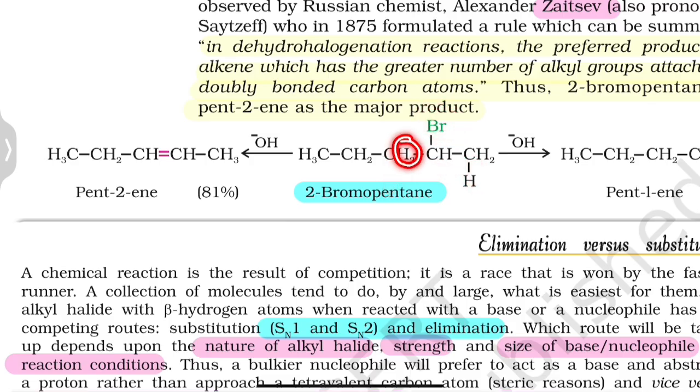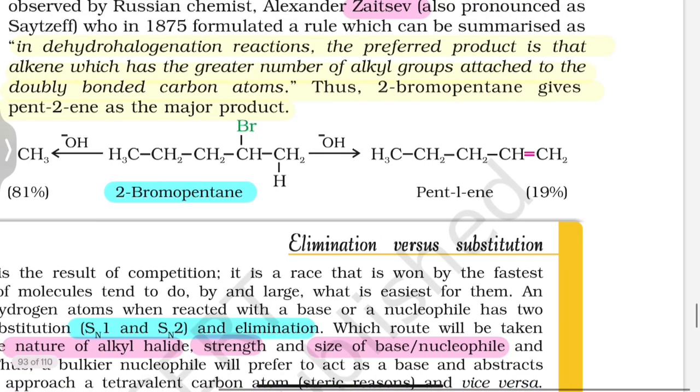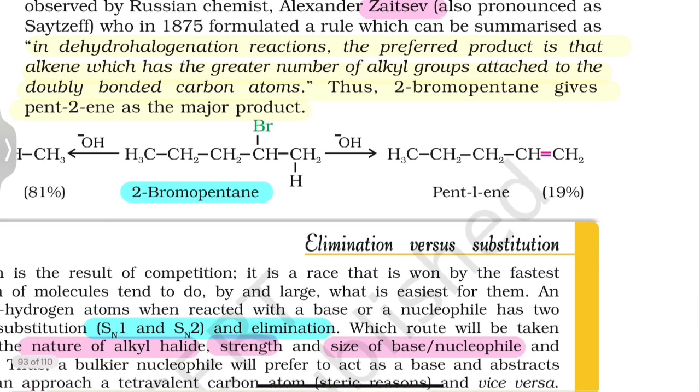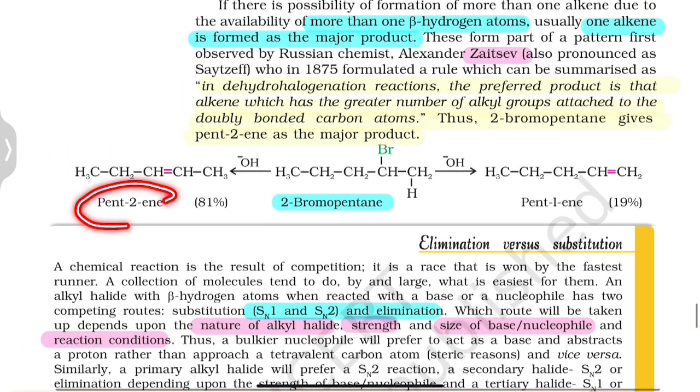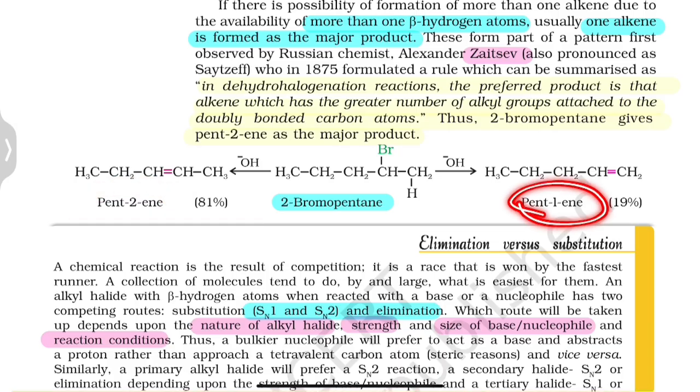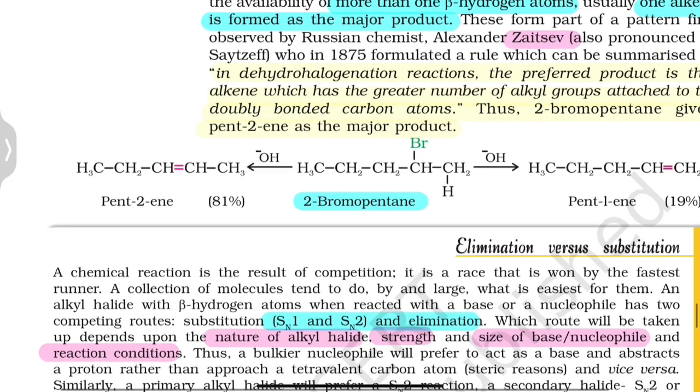So here this hydrogen and this halogen can be removed, and a double bond will be formed between the second and third carbon atom. The other possibility is that hydrogen and halogen are removed from this other beta carbon. As a result, a double bond can be formed between the first and second carbon atom. So now two alkenes are formed, pent-2-ene and pent-1-ene. Pent-2-ene is major and pent-1-ene is minor. This is according to Zaitsev rule.